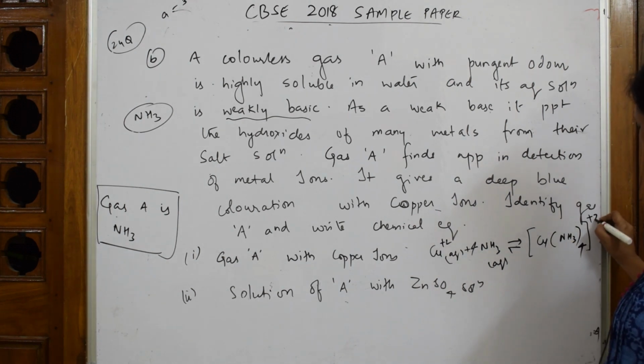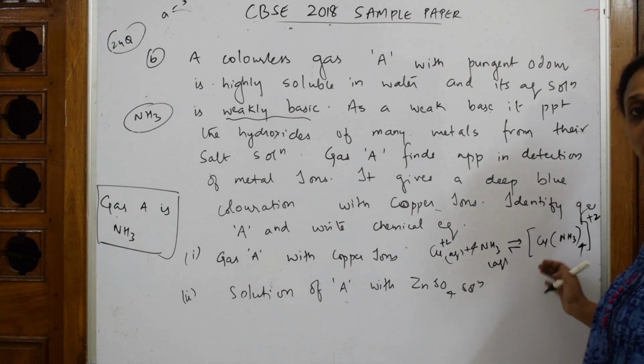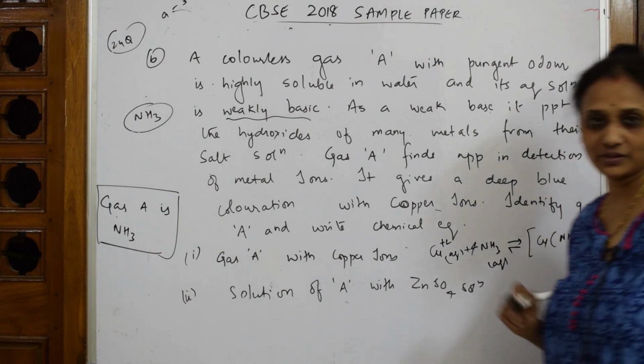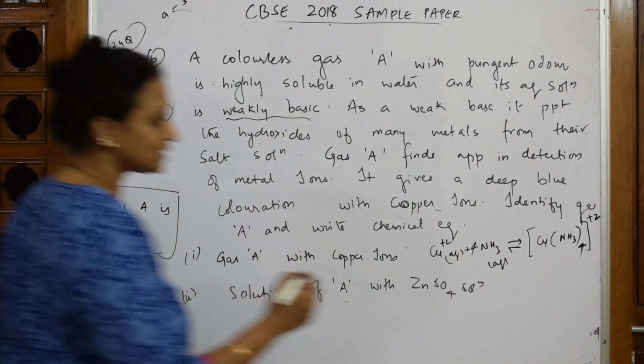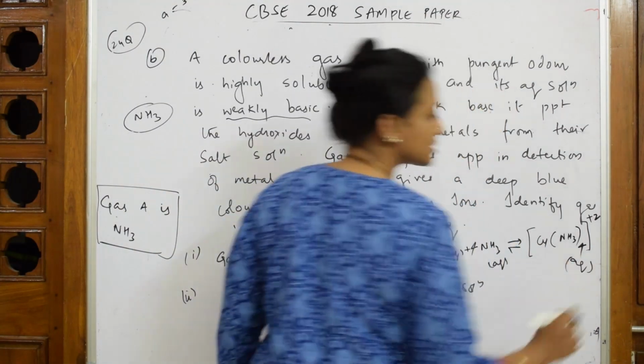And what is the charge, overall charge? Plus 2. So this is a deep blue color complex. That's over. Now I've got one complex done. So what did they ask me now? There's still something left. I need to write the state, aqueous.